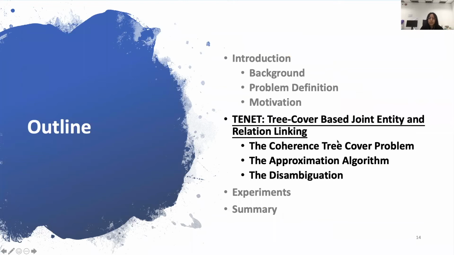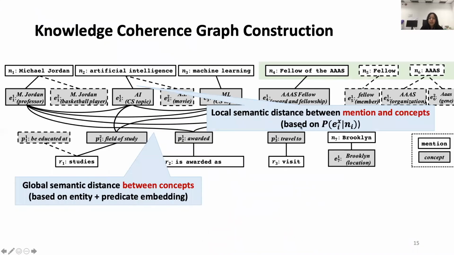Next, I'll briefly discuss our proposed solutions to address the end-to-end joint entity and relation linking problem. First, we construct the knowledge coherence graph, which aims to capture the semantic distance among the concepts. An edge connecting a mention and its candidate concept is weighted by a score of local semantic distance, which is the prior matching probability that the concept is the correct linking of the mention. An edge connecting a pair of concepts is weighted by a score of global semantic distance, which is based on the cosine similarity between the embeddings of the concepts.